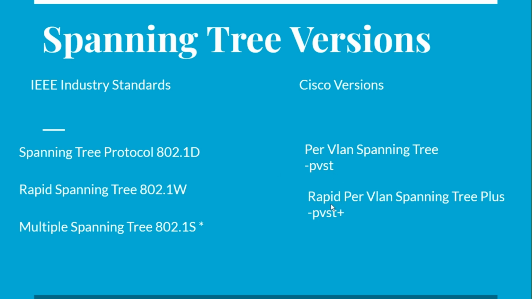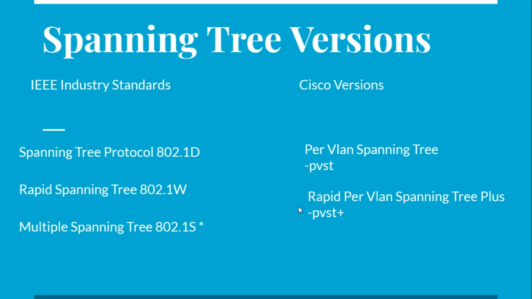But from my studies and from what I've learned, right now, as of the making of this video, you're going to be either here, with multiple spanning tree 802.1s, or here, with rapid per VLAN spanning tree plus. And the major difference between these two depends on your needs, what you have, and your network, so on and so forth.